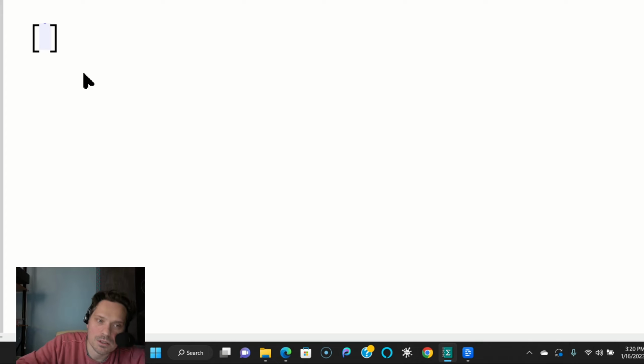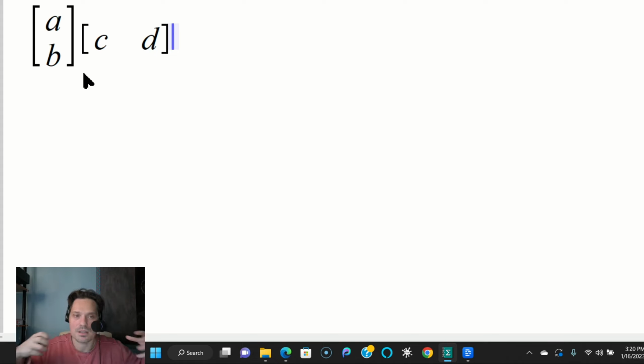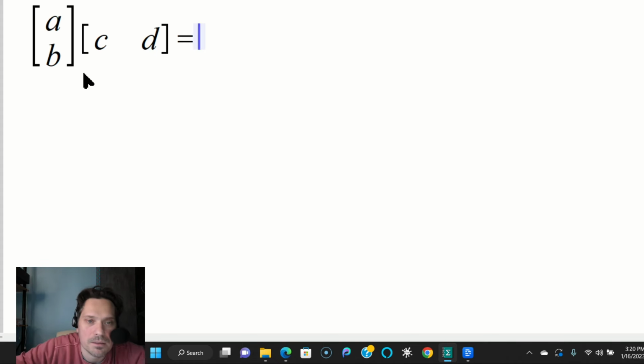Welcome, guys. Let's take a look at multiplying a column by a row. So A, B is your column, and then C, D. I'm actually using letters for a reason, because they're simpler, distinct symbols that we can keep track of very easily. So how do we work this out?